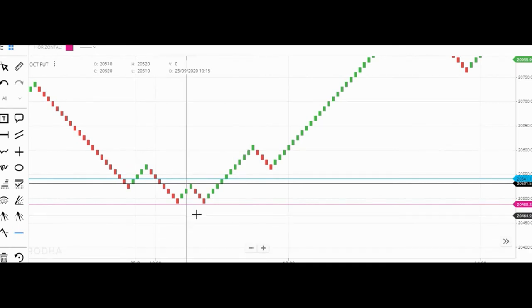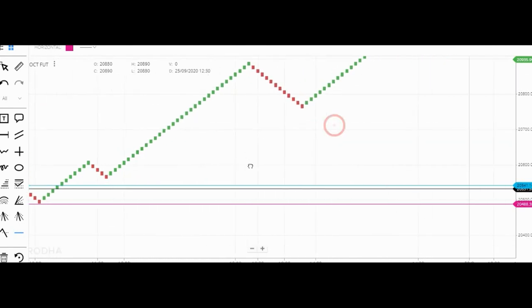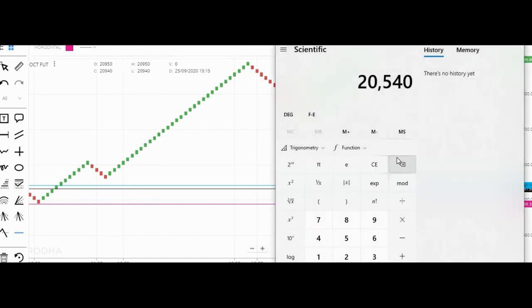Okay, see, the stop loss has not hit and it went all the way high and closed almost at 20,900. So almost we got 360 points profit. 360 points into 25, 9,000 rupees profit per lot approximately.